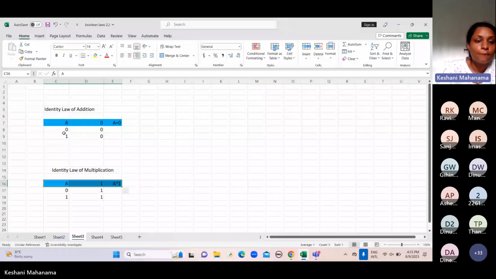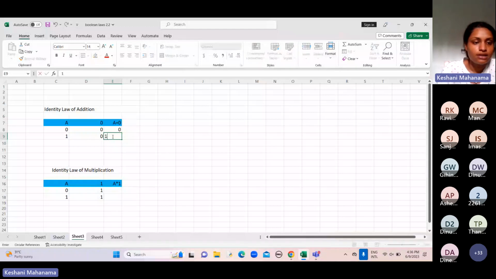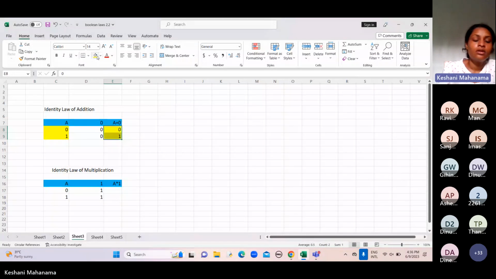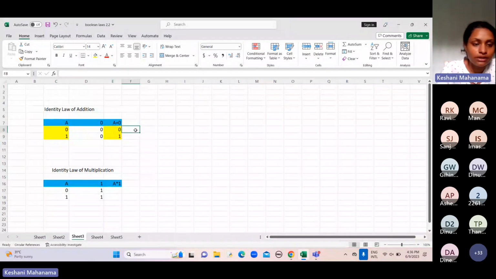So a plus 0 means if any input is equal to 1, then the output should be 1. So 0 plus 0 is 0. A equals 1, then the output will be 1. Likewise, you can see that a is equal to the values of a plus 0. You can see how these laws are correct.